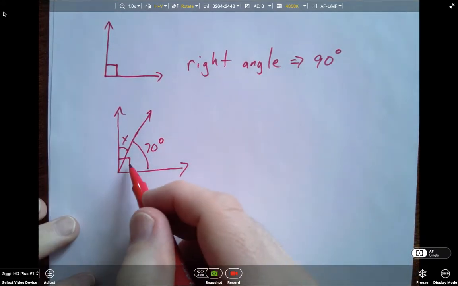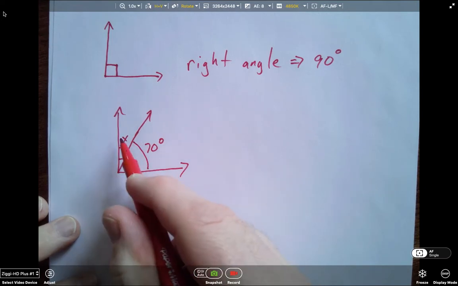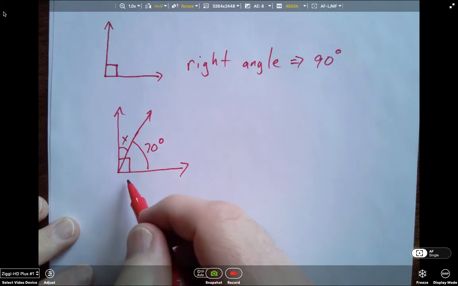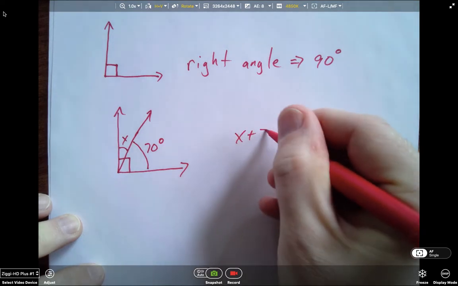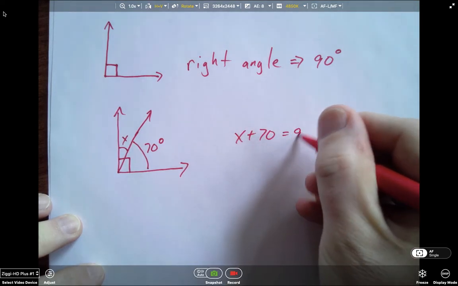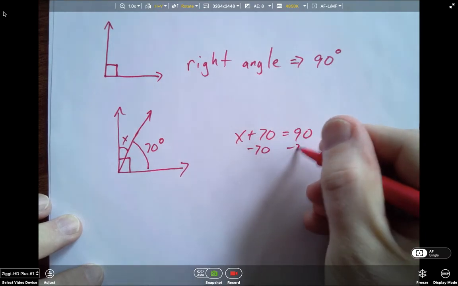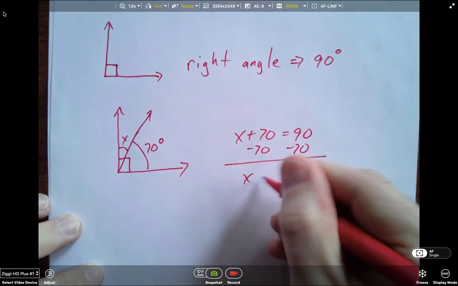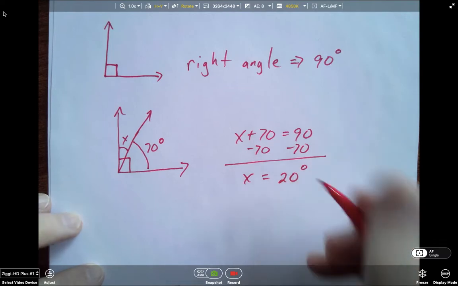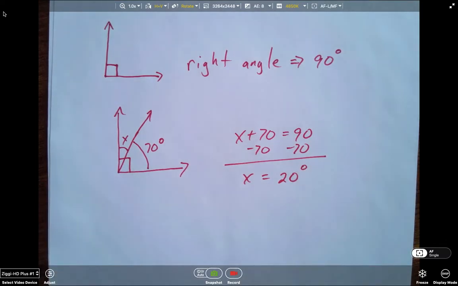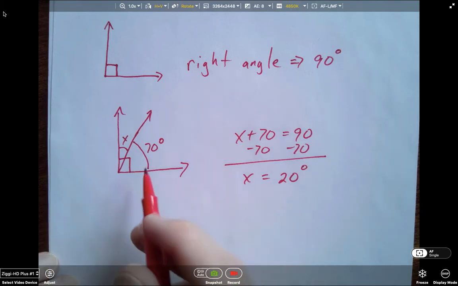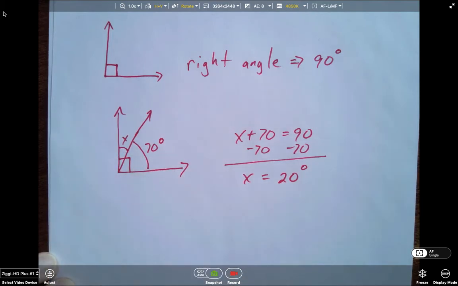Because this is a right angle, these two adjacent angles add up to 90 degrees. So x plus 70 has to equal 90. To solve that, we subtract 70 from both sides, and x is 20. You may have been able to do that in your head, but writing it down and showing your work is super important because sometimes it's not going to be as easy to do that in your head. But because these two form a right angle, they add up to 90 degrees.